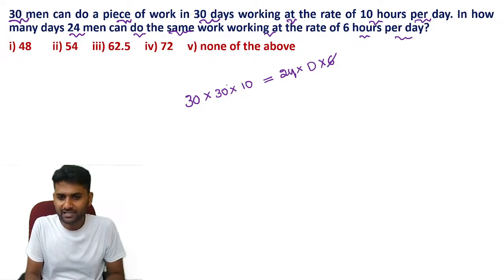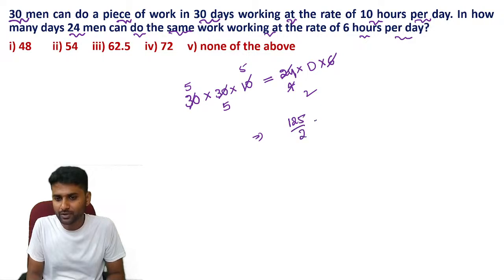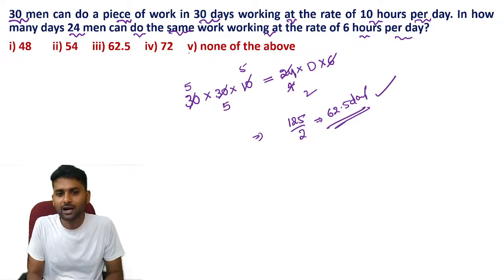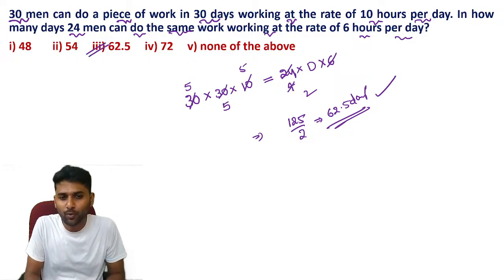Now go through the calculation here. This is exactly 5 times. Again, 6 is 4 times, and 6 is 5 times. Again 4 is exactly 2 times, so it's 5 times and 2 times. Finally the value becomes 125 by 2, which is 62.5 days. For the same work, if 24 men work 6 hours per day, they are going to complete it in 62.5 days.